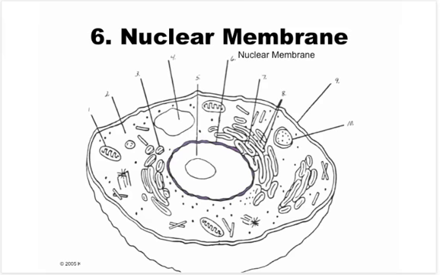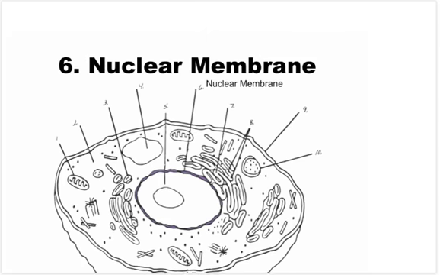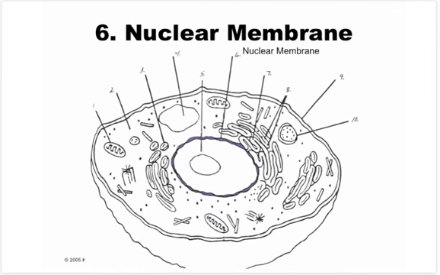Number 6 is the nuclear membrane. Here's the label, and then it's the purple part on the outside of the nucleus.